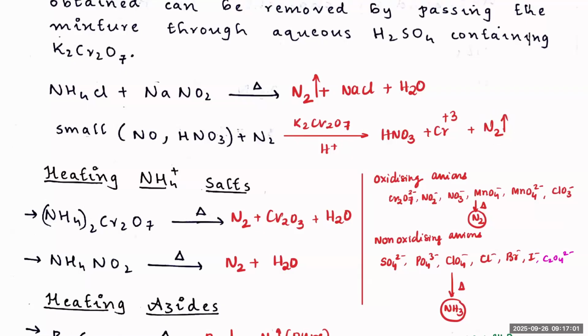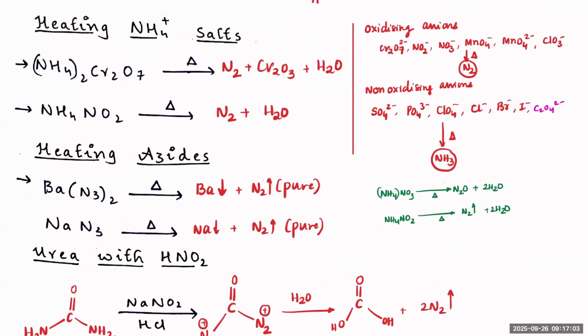Clear? Then nitrogen is best obtained from ammonium salts. For example, if you take ammonium dichromate salt and heat it, nitrogen will convert into N2, and chromium will convert into Cr2O3 and H2O. Got it? Now here chromium, which is at +6 oxidation state, will get reduced to +3, while nitrogen will get oxidized to 0.